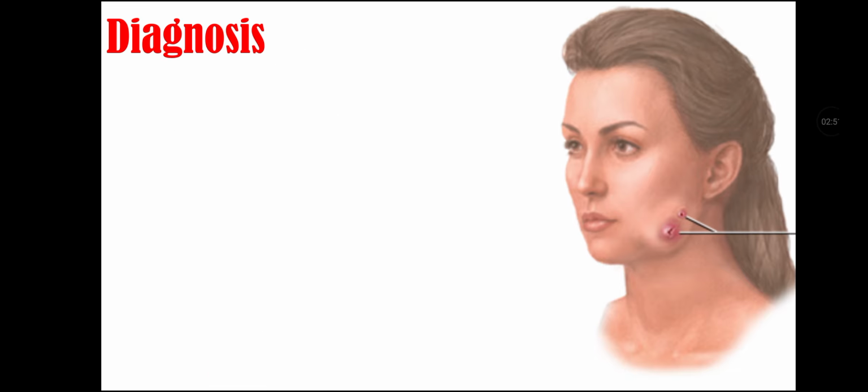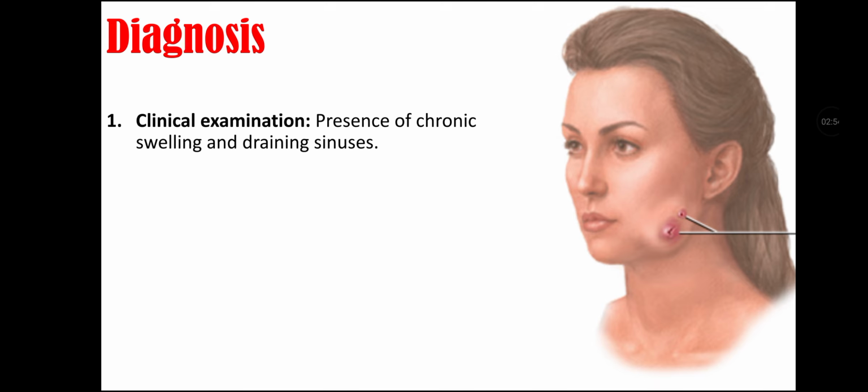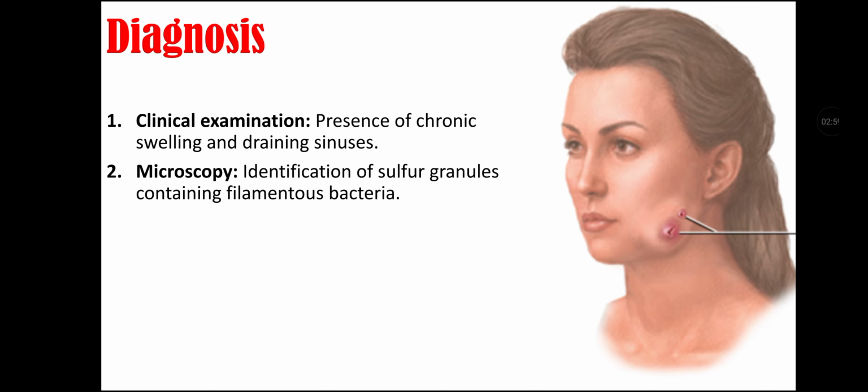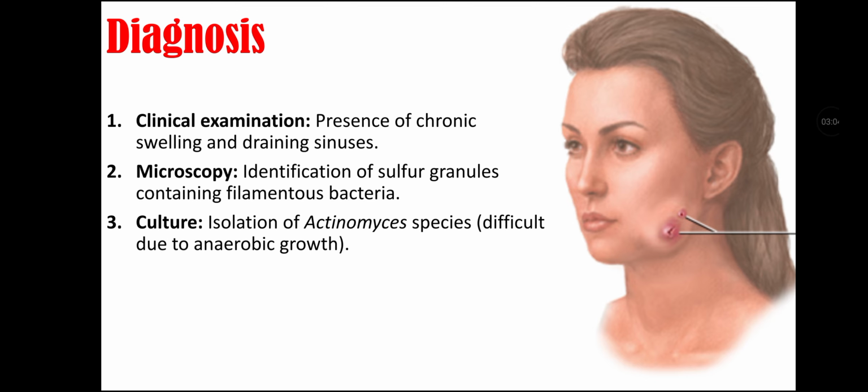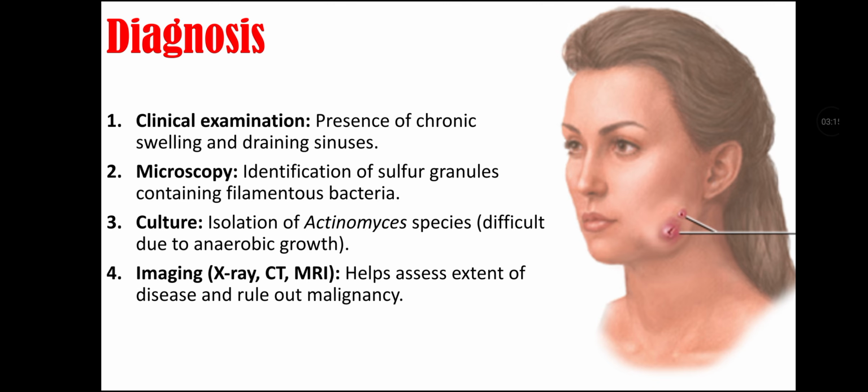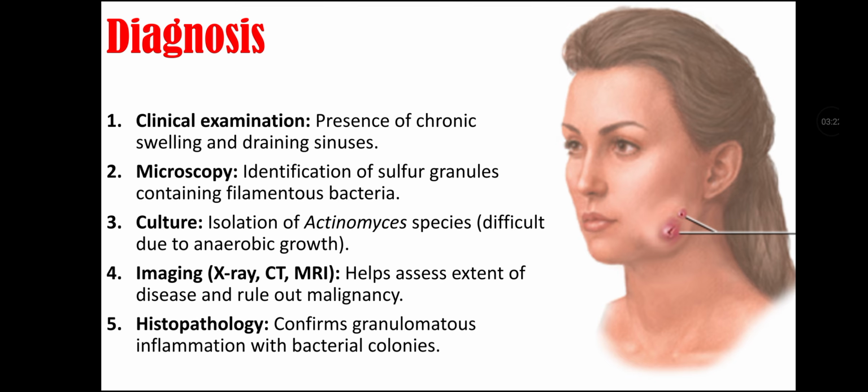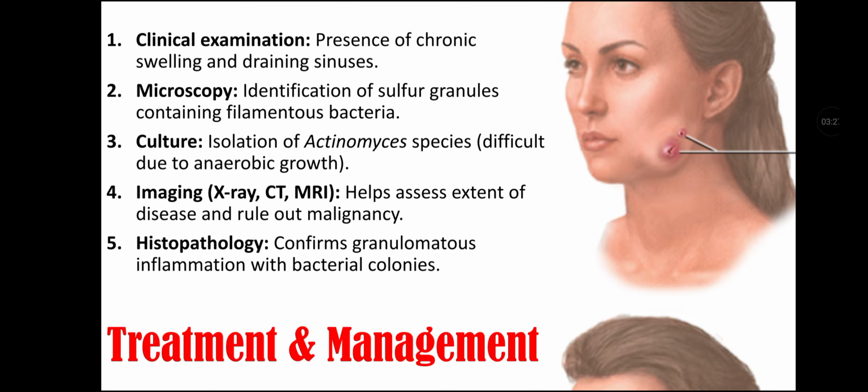Diagnosis of actinomycosis. First we can do clinical examination, that is presence of chronic swelling and draining sinuses. Second we can do microscopy, that is identification of sulfur granules that contain filamentous bacteria. Third we can do culture, that includes isolation of Actinomyces species, and it is difficult due to anaerobic growth of this species. Now, fourth, we can do imaging that includes X-rays, CT scan or MRI that help assess extent of disease and rule out malignancy. Fifth, we can do histopathology that confirms granulomatous inflammation with bacterial colonies.